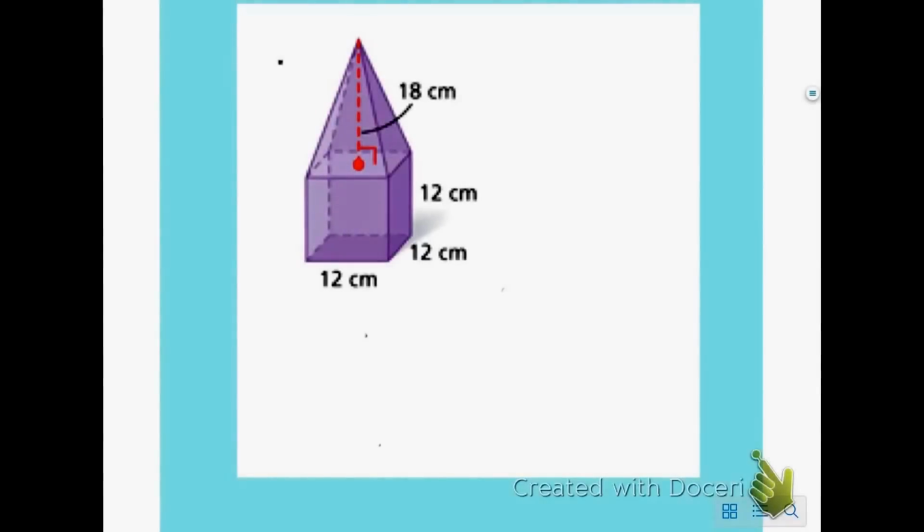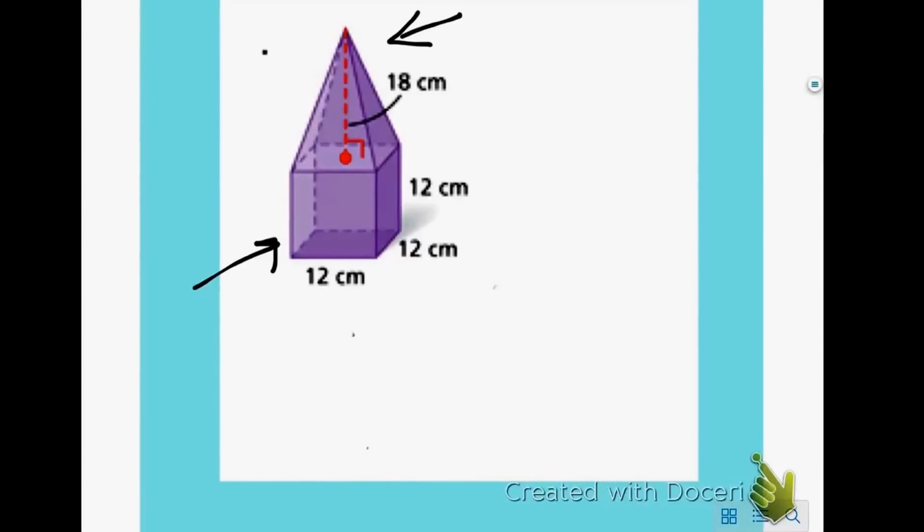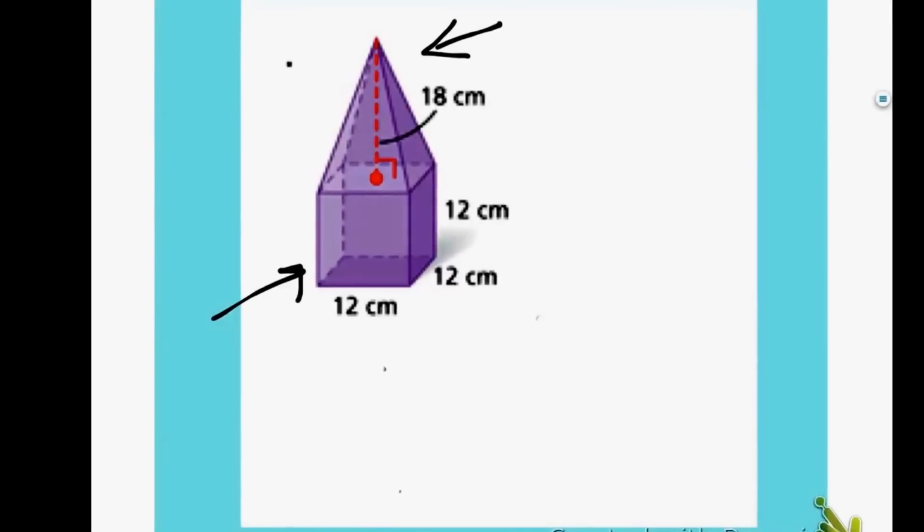For time's sake, I'm not going to work this one. You might want to see if you can work this one for extra credit. This is a prism, and that is a pyramid. So if you want to try to work that one, go ahead. I'm going to move on.